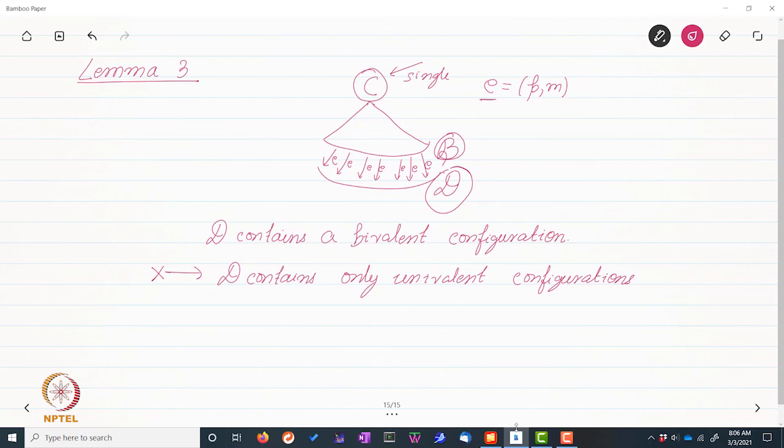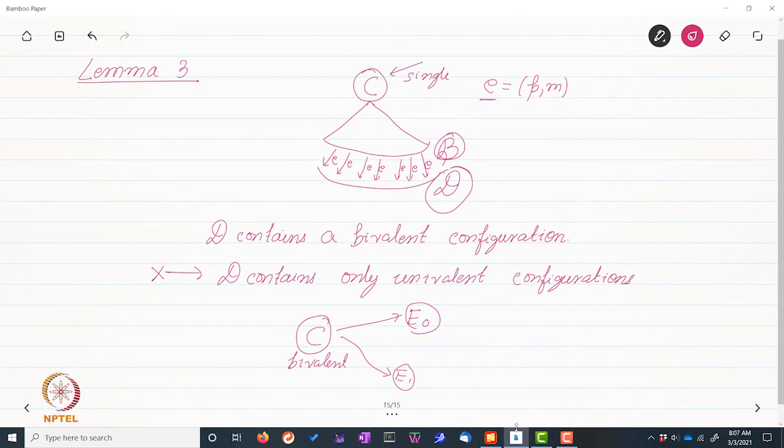Given that C is bivalent, so we'll start from this point. Since C is bivalent, let us look at two configurations E0 and E1, where E0 is univalent, it decides 0, and E1 is univalent, it decides 1. Let us now look at the different cases that are possible, and of course, E0 and E1 will exist because C is bivalent. They will exist because it would ultimately take you towards two states, depending upon the transitions that are applied, which are E0 and E1.